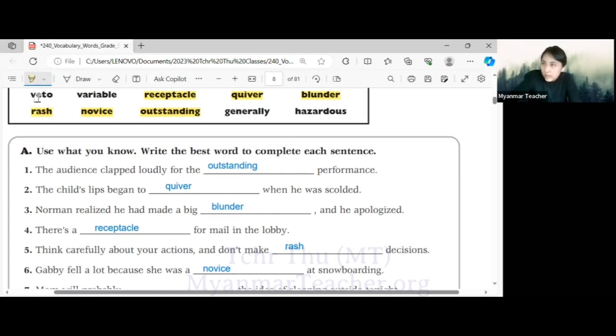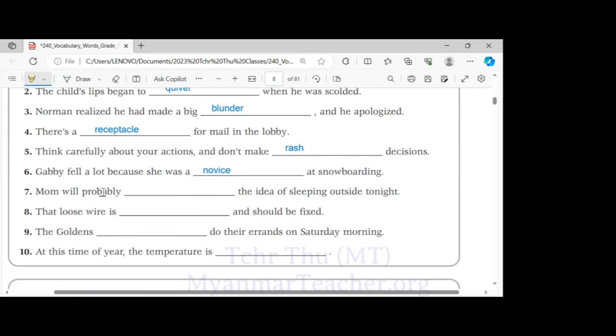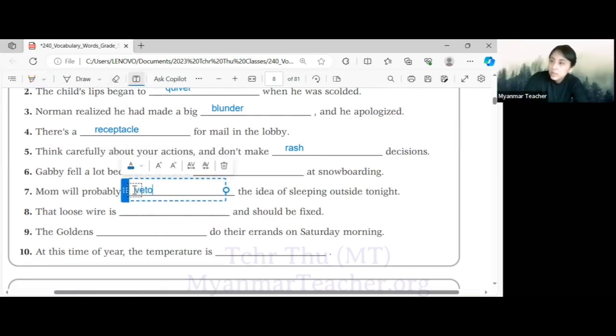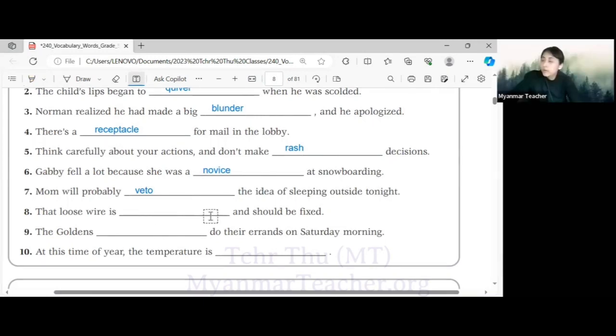We need to fill in veto, variable, generally, hazardous, from 7 to 10 sentences. Mom will probably veto the idea of sleeping outside tonight. Veto. So Mom will probably veto. Vetoes are to prohibit, or the mom does not give permission for the idea of sleeping outside tonight.